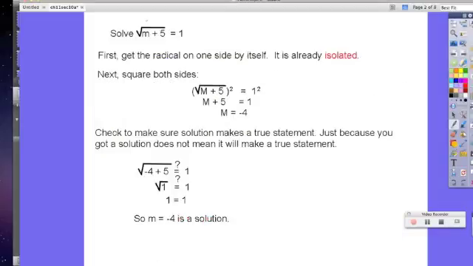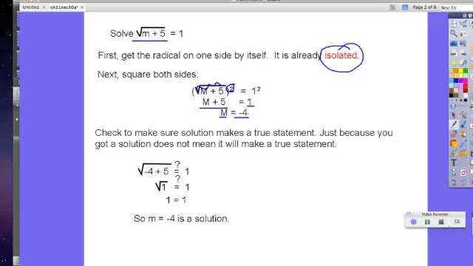Solve: square root of m plus 5 equals 1. First, get the radical on one side by itself. It already is isolated. See, there's nothing around it. Next, square both sides. Squaring a radical makes the radical disappear. They undo each other. Square this side, you get 1 squared. M plus 5 is the radicand, or was the radicand. It's equal to 1. M equals -4, because you subtract 5 from both sides.